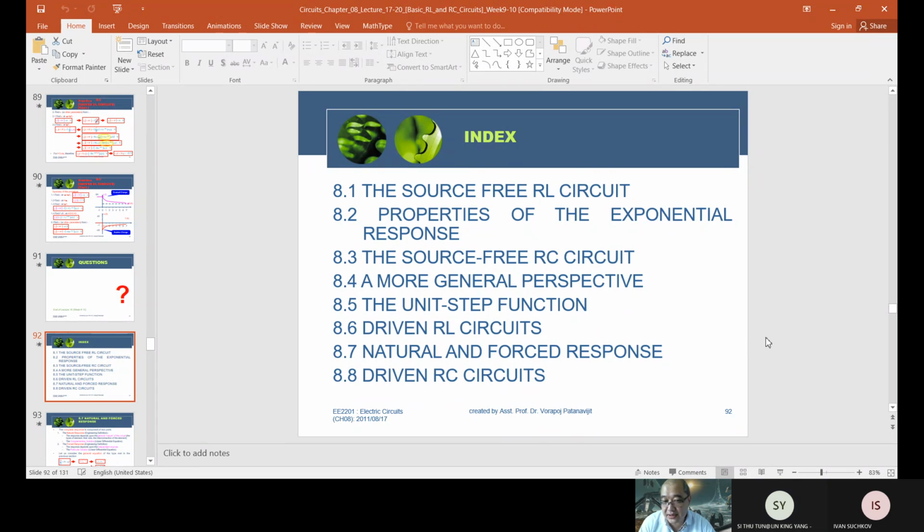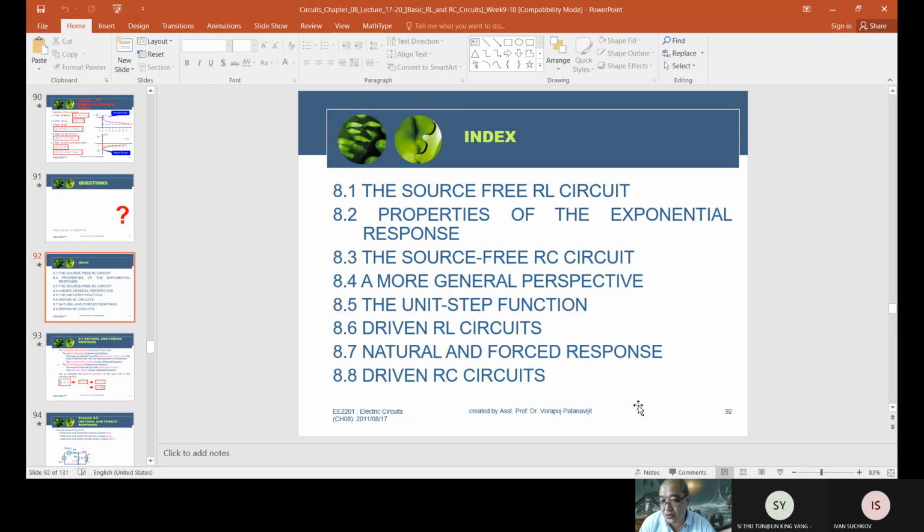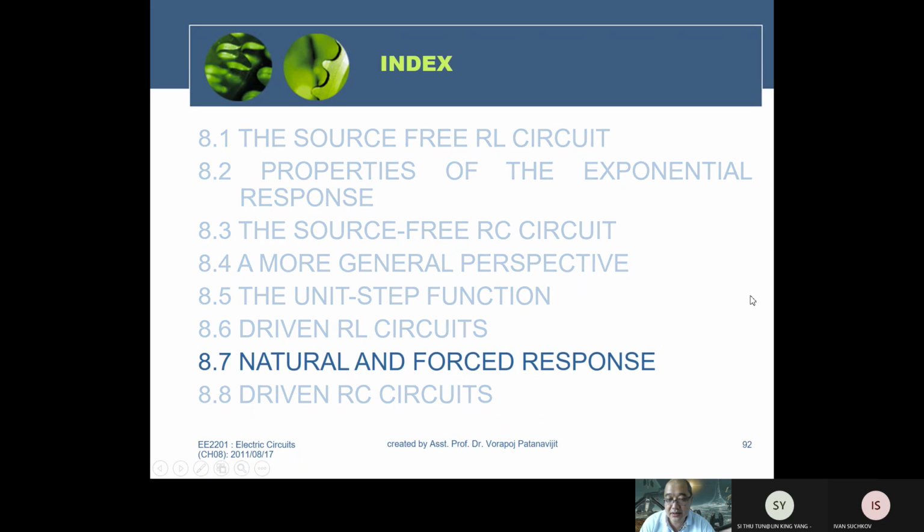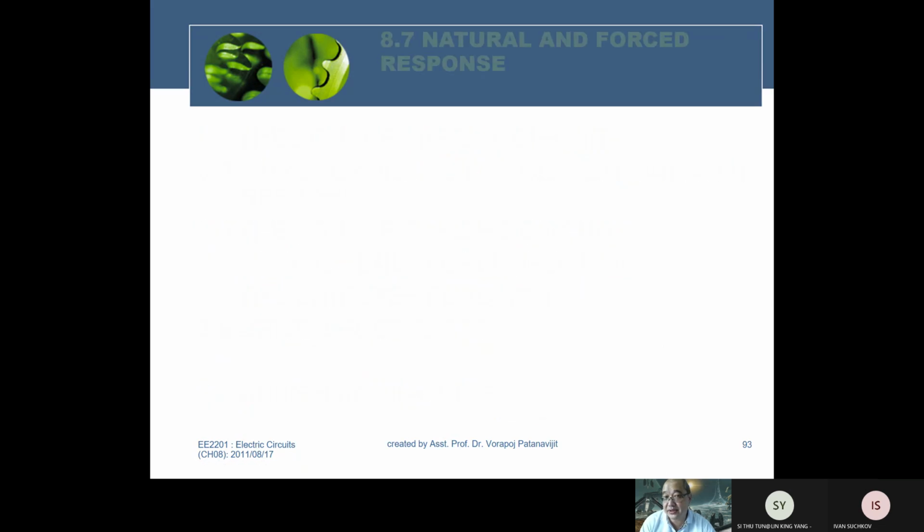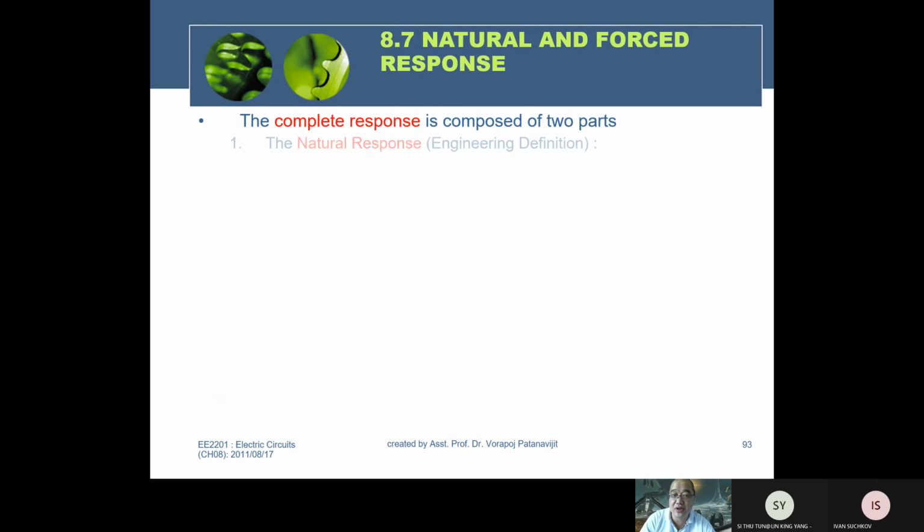The inductors, the unit step function and the driven RL. Now we will go to the seventh topic: the natural response and the forced response. If I speak too fast, you can tell me to slow it down.